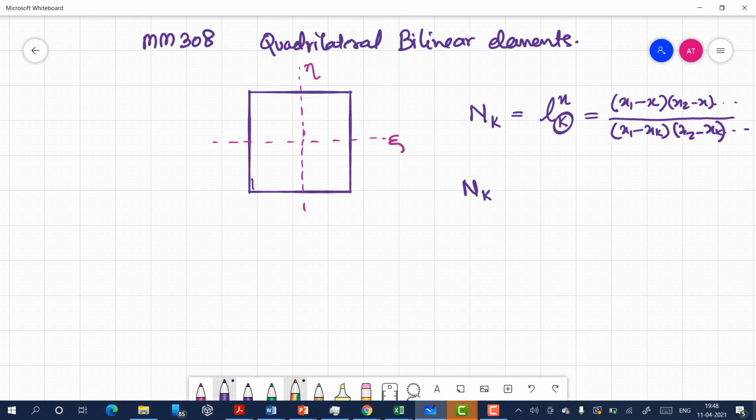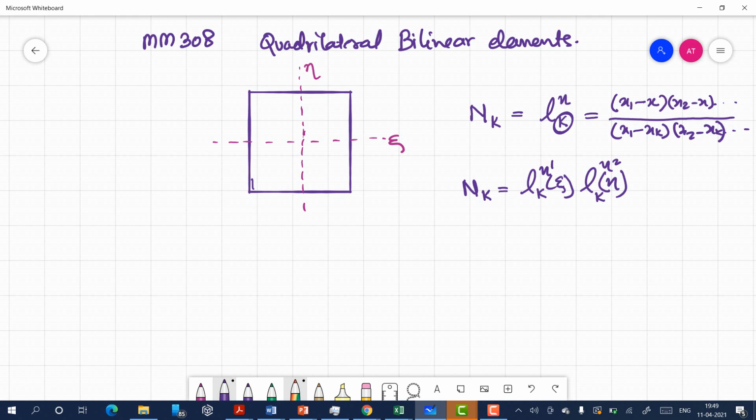And if we are targeting node number k in two dimensions, then we simply multiply this. So we have L for zeta and L for eta for whatever number of nodes we have. We should have the same number of nodes, so it doesn't have to be N1 and N2, but you know what it means.